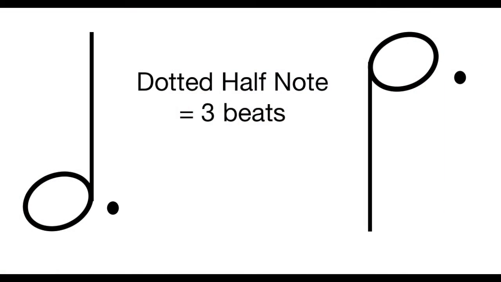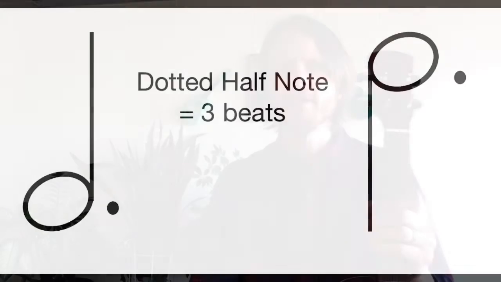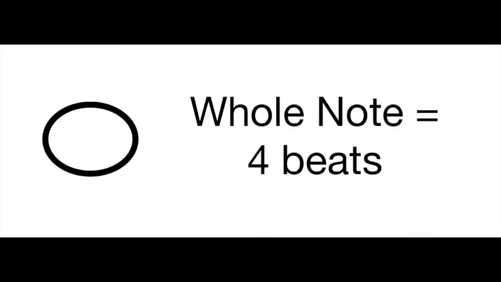Okay, and then the next note is a dotted half note. That gets 3 beats. So we would count 1, 2, 3 for the dotted half note. And lastly, we have a whole note for 4 beats. A whole note is 1, 2, 3, 4. So that's the longest of the notes.